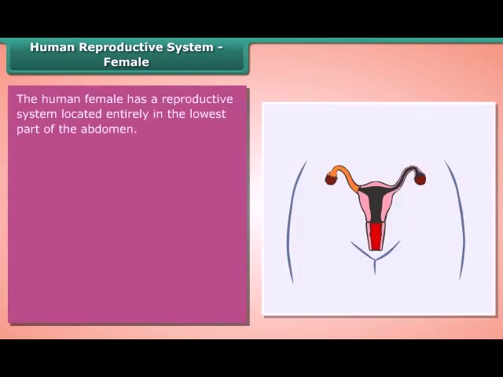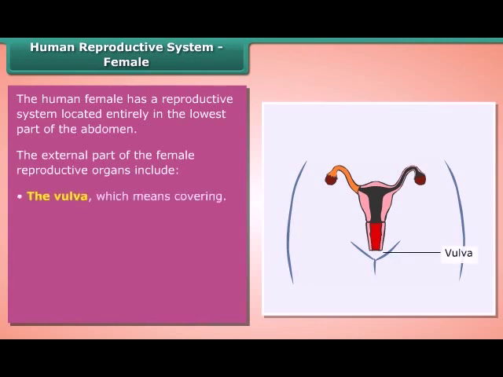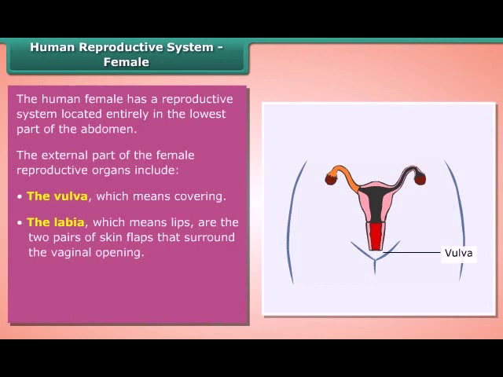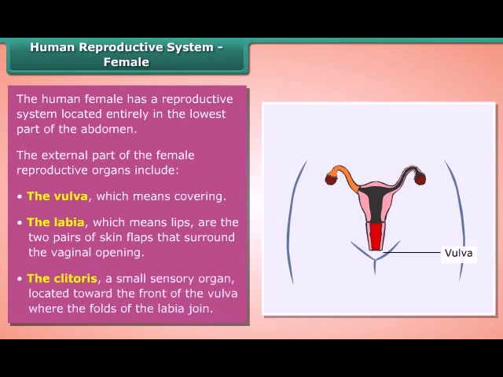Human reproductive system. Female. The human female has a reproductive system located entirely in the lowest part of the abdomen. The external part of the female reproductive organs include the vulva, which means covering. The labia, which means lips, are the two pairs of skin flaps that surround the vaginal opening. The clitoris, a small sensory organ located toward the front of the vulva where the folds of the labia join.